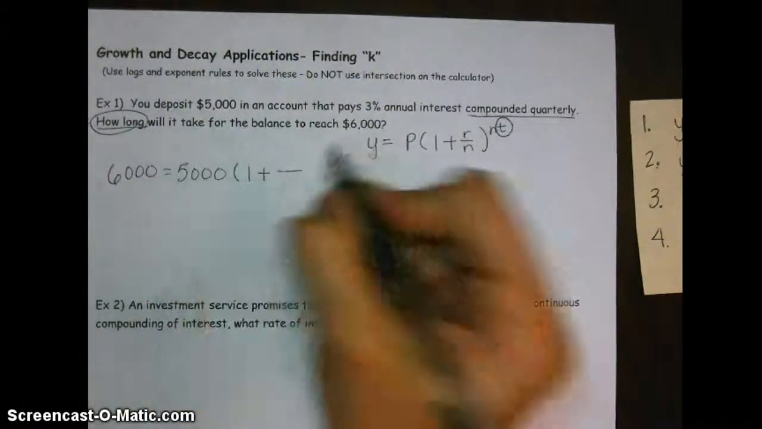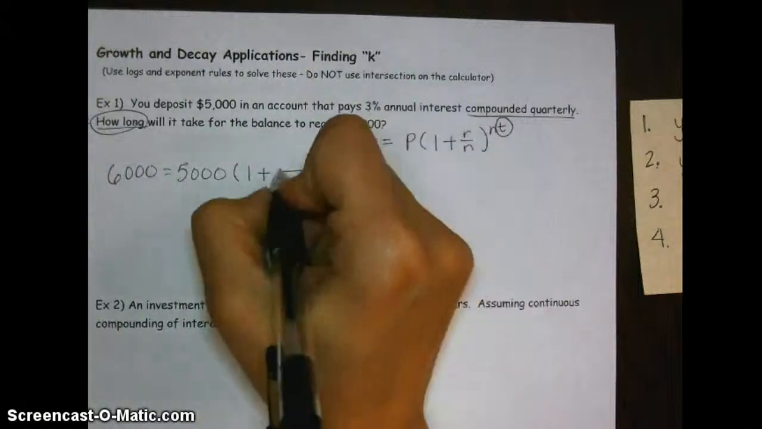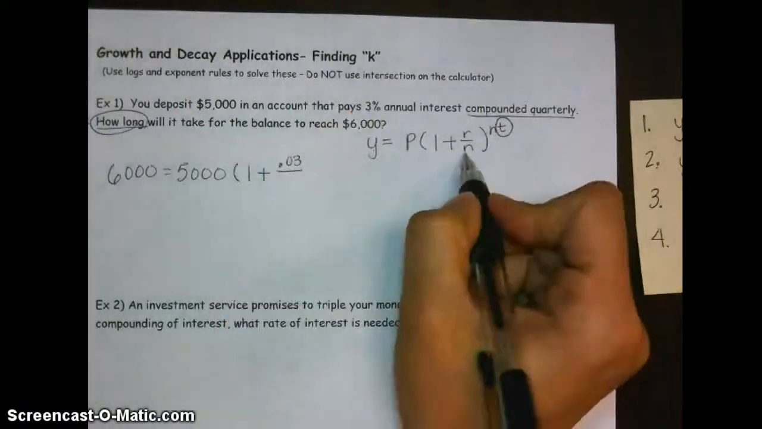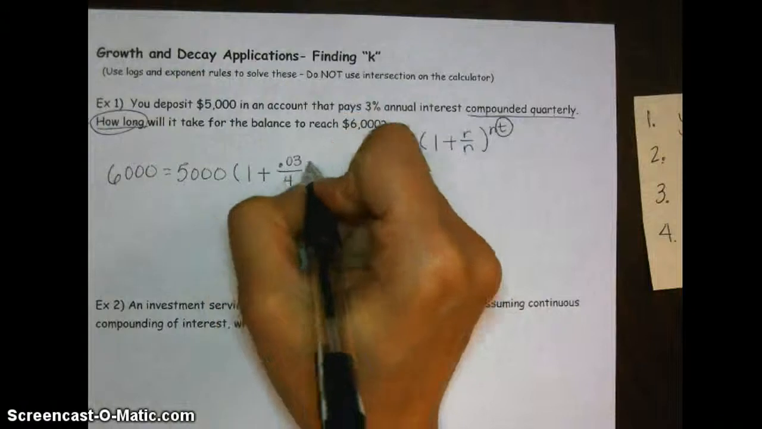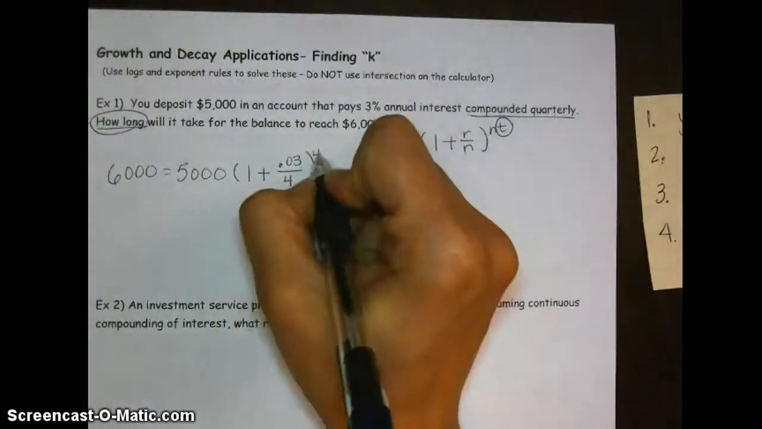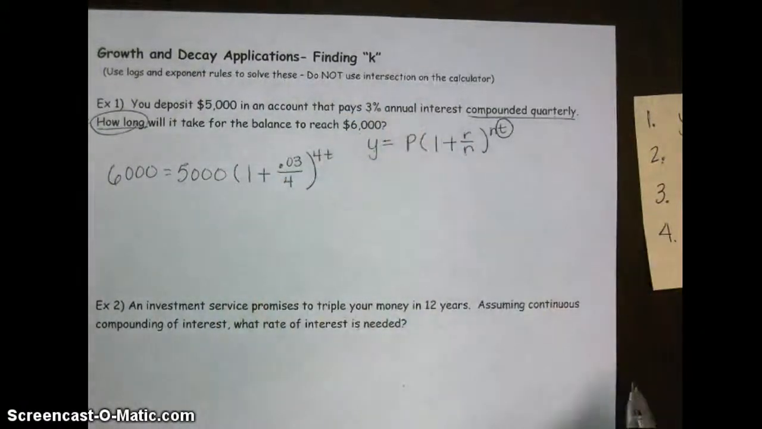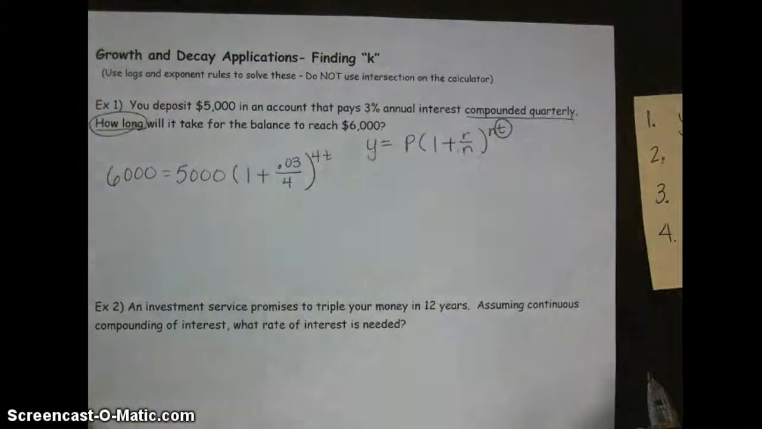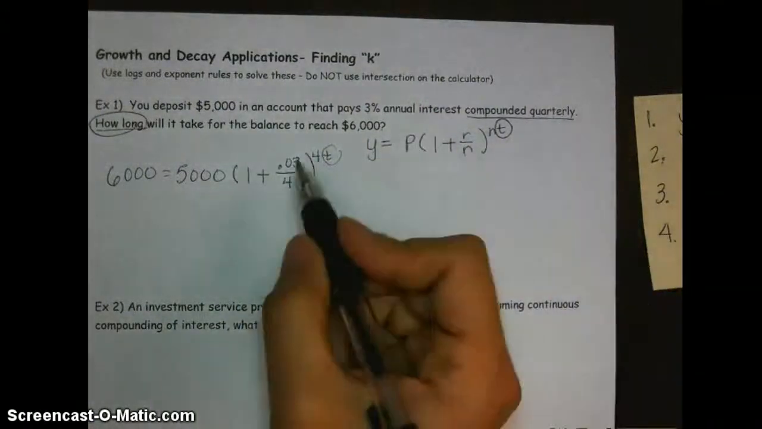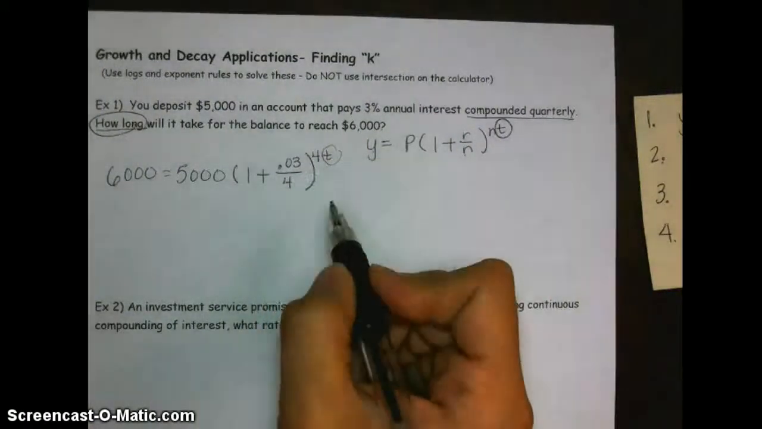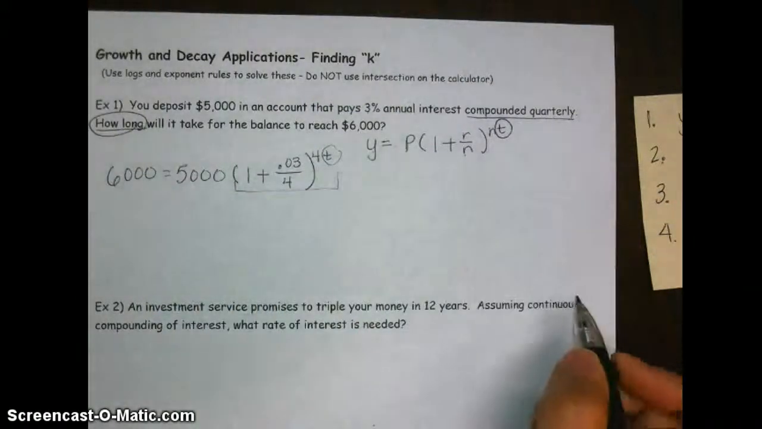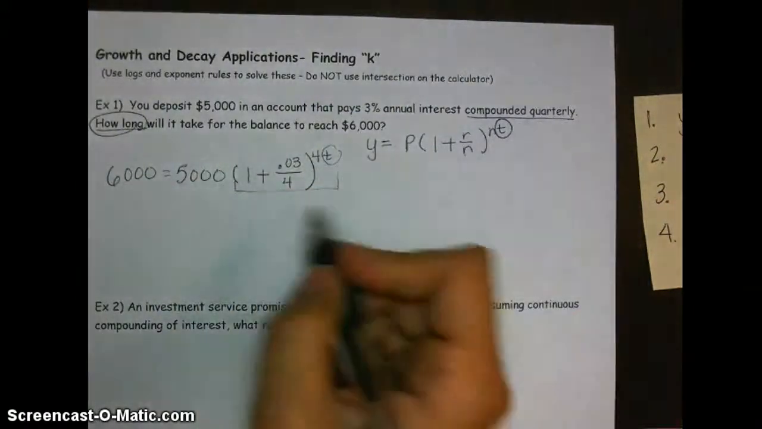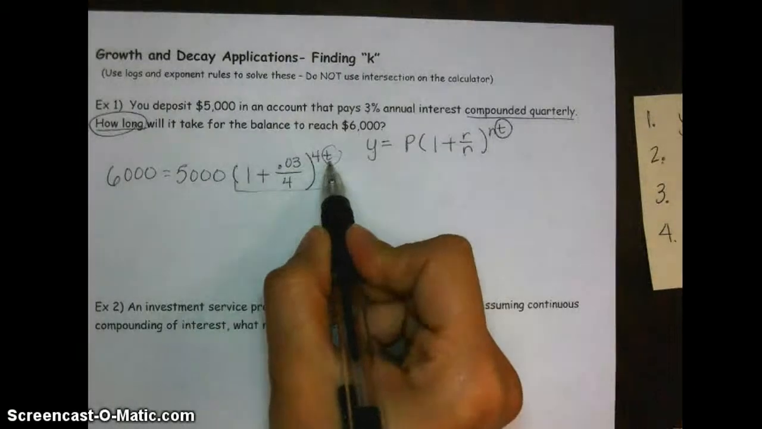1 plus, our rate is 3%, and we're going to change it to a decimal. N is the number of times it's compounded. Quarterly means 4 times a year. And then we substitute 4 for n again. All right, so remember, we're trying to solve for t, time. So we basically need to try to isolate this much of it so that we can eventually remove t from the power position.